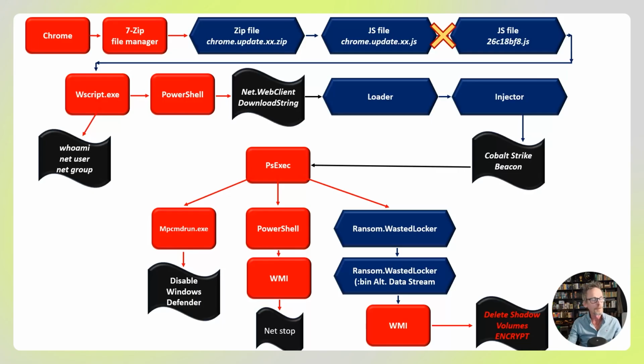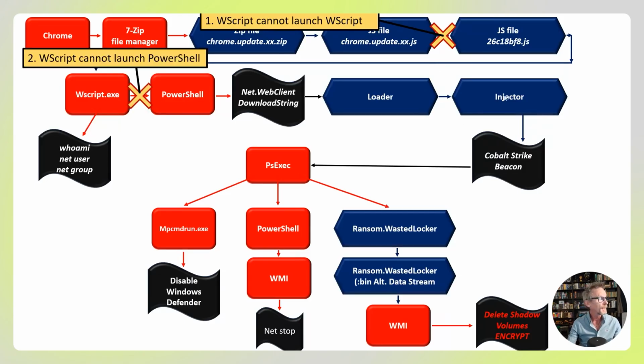One of the first things we did was stop Windows Scripting Host from launching itself. So Windows Scripting Host launching Windows Scripting Host. That's step number 1. We would have stopped this variant pretty much in its tracks at this point. But we also stopped WScript from being able to launch PowerShell. So another block would have occurred here.